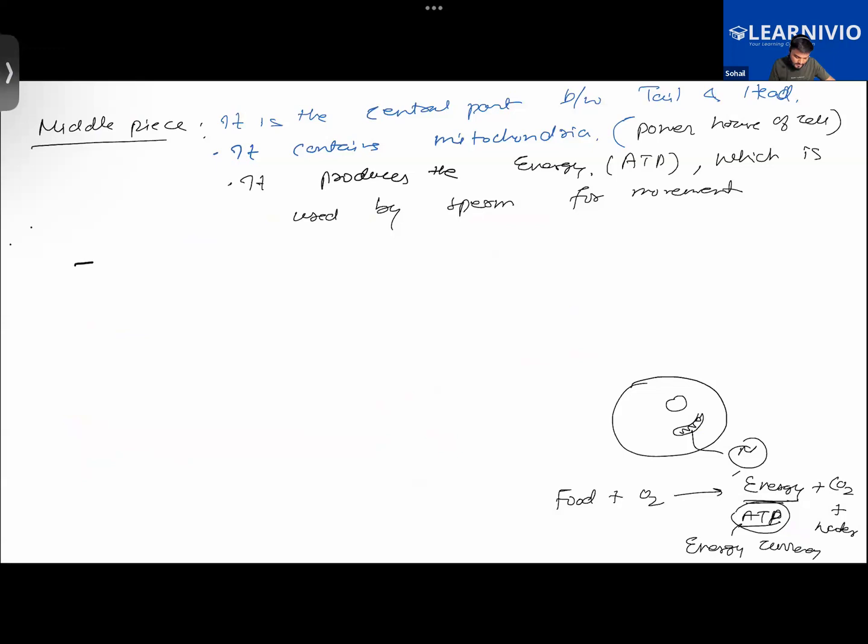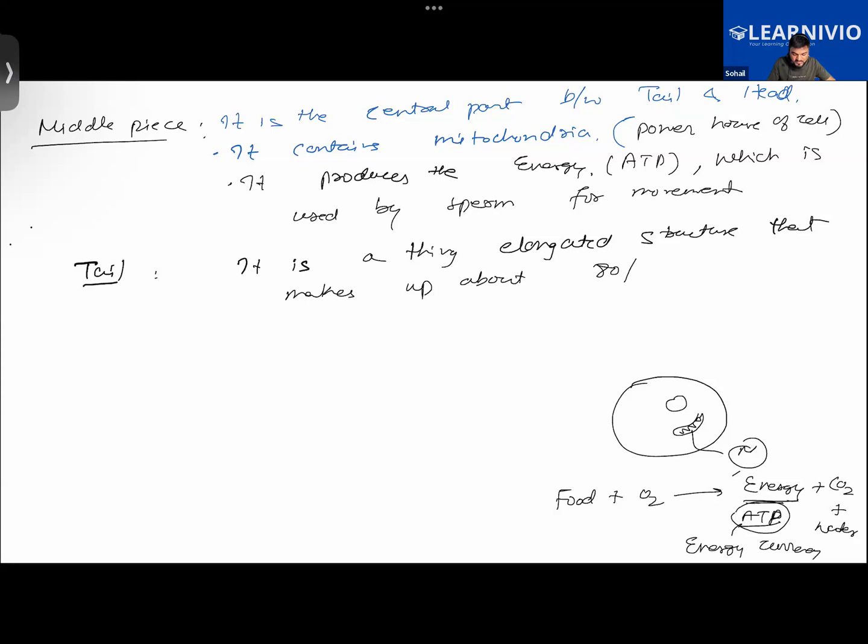So the tail is a thin, elongated structure that makes up about how much percent of the body? 80% of the length of a sperm. Hope that much is clear.